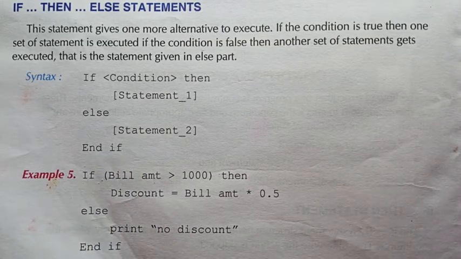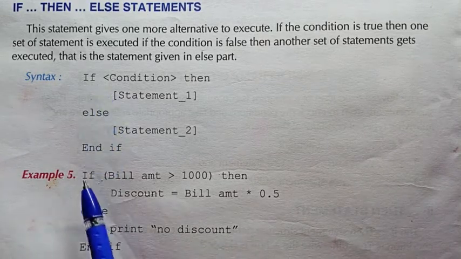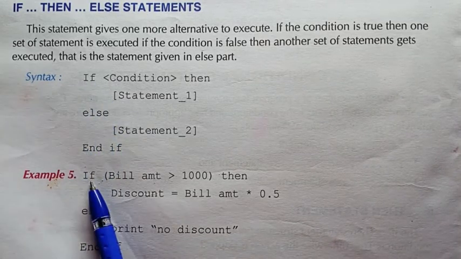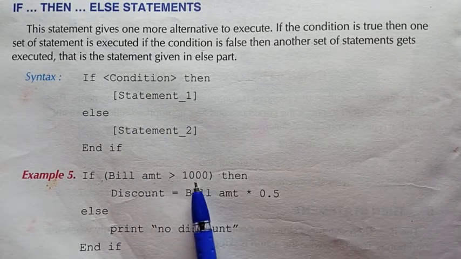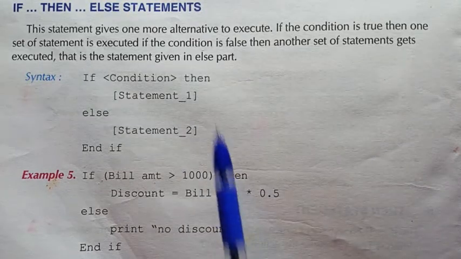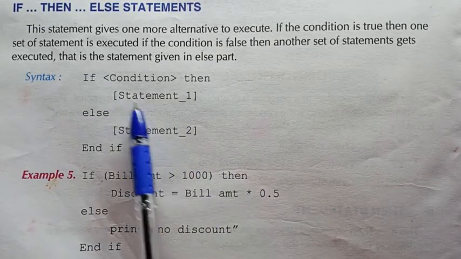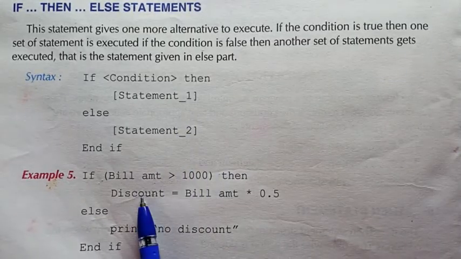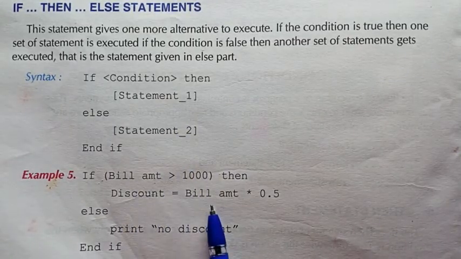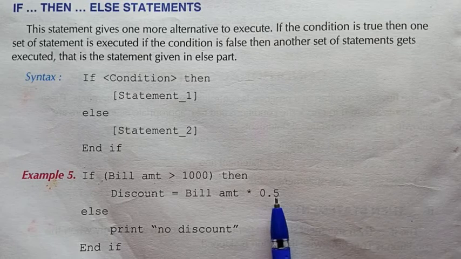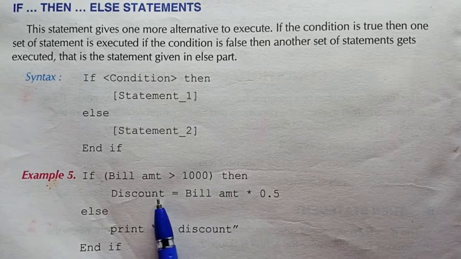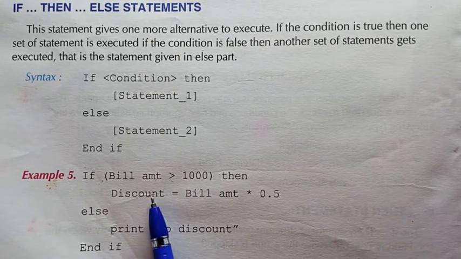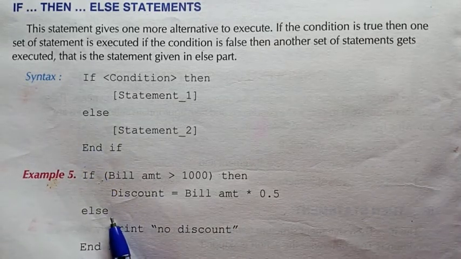Let us understand this through another example. If, as it is we have written, condition, again we have given the condition, bill amount greater than 1000. After this, then is to be written, we have written then. What is the first statement to be executed? Here, discount equals bill amount multiplied by 0.5. If this condition is true, then this statement will be executed and the discount for you will be found out. Else, if not, what is to be done?